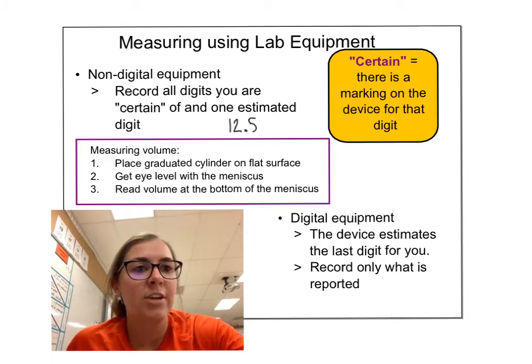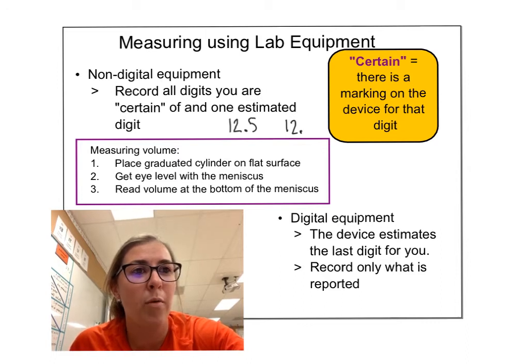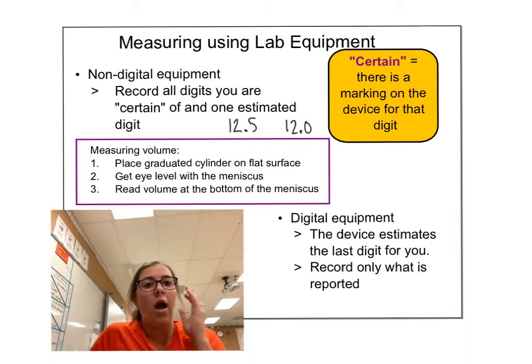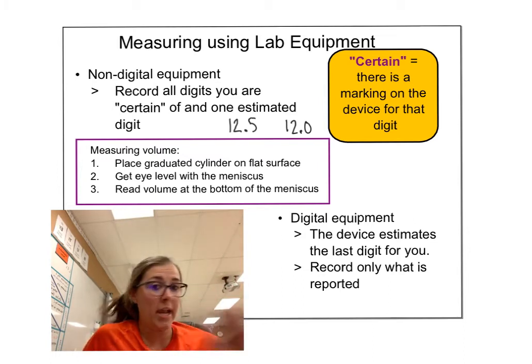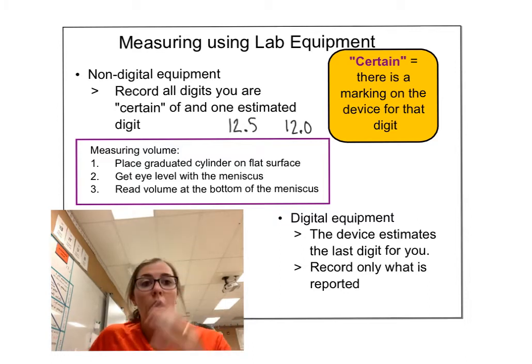Maybe I think it's actually right on the money. I think it's exactly 12. I'm going to say 12.0. So always, when it's non-digital, everything you're certain of plus 1 estimated digit. You can't do more than 1 estimated digit. That's lying. That's saying you have a better measuring tool than you have. Always, though, you do 1 estimated digit.